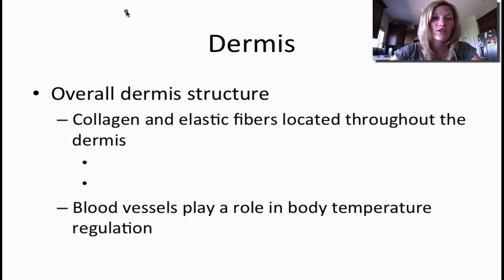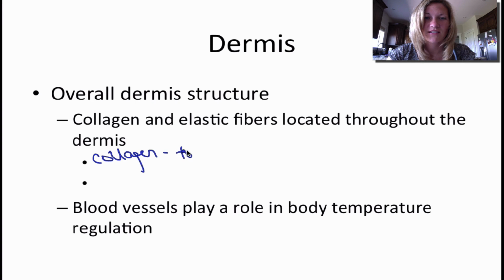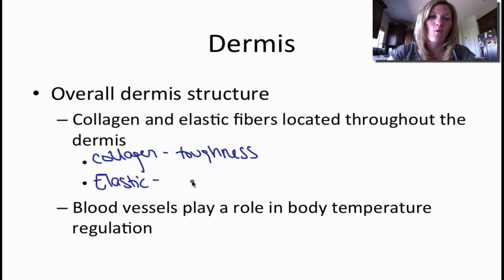Okay, so the overall dermis structure, they have collagen and elastic fibers which are located throughout the dermis. The collagen is going to give skin its toughness. And then the elastic fibers are going to give skin its elastic quality. And then blood vessels play a role in body temperature regulation, which we'll get into in second semester. So that wraps up our major skin layers and our skin structure.